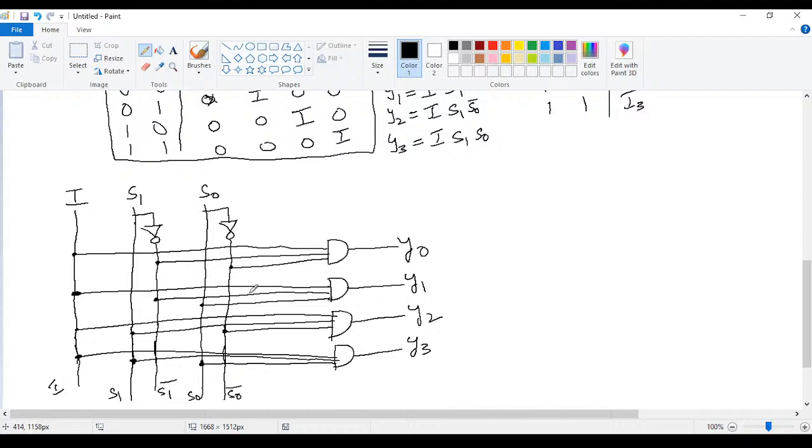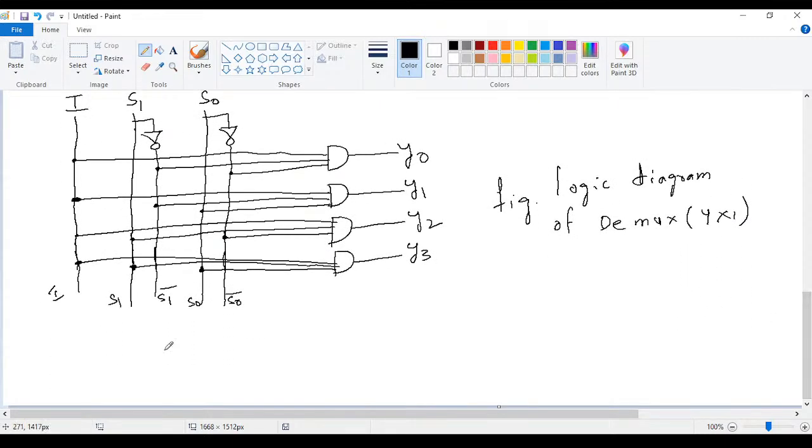So this is the circuit diagram, the logic diagram. This figure is the logic diagram of the demultiplexer, that is the 1/4 demux. You can go for the 1/2 demux also, so you can take this as an assignment question.